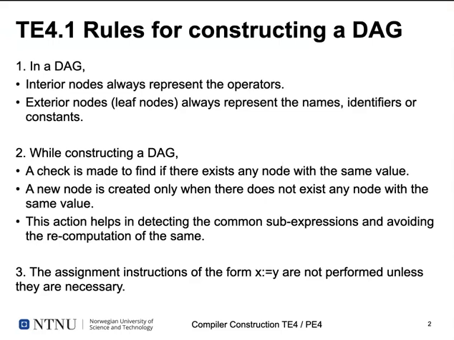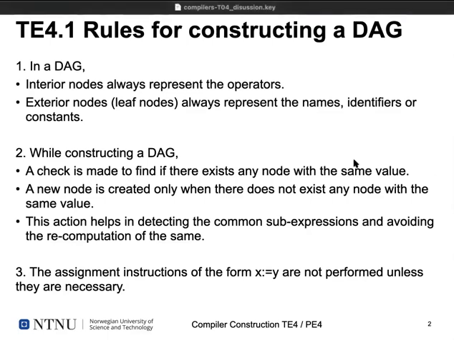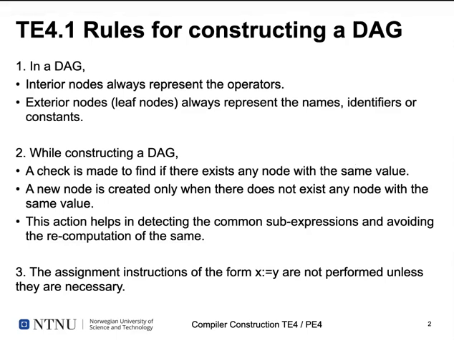In the first question for theoretical exercise 4, you were asked to construct a DAG, a directed acyclic graph, containing an optimized representation of your program. I thought it would be a good idea to just repeat what DAG construction actually is all about. In such a DAG, interior nodes always represent the operators of an expression, and the exterior nodes, or leaf nodes, which have no child nodes, always represent the rest of the expression, so a name for a variable or an identifier or a numeric constant.